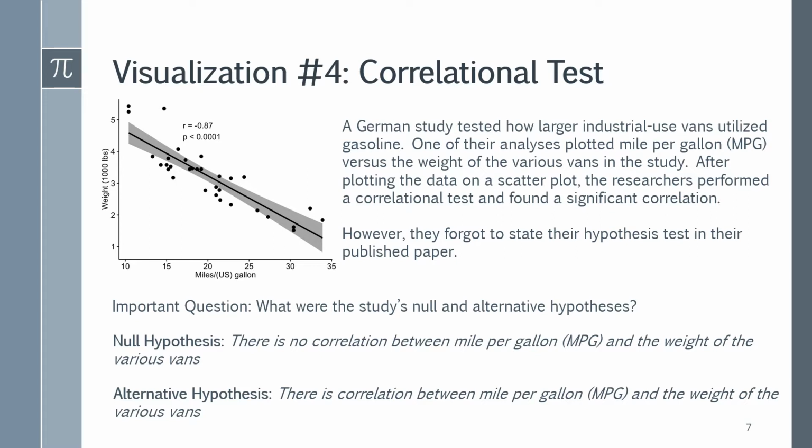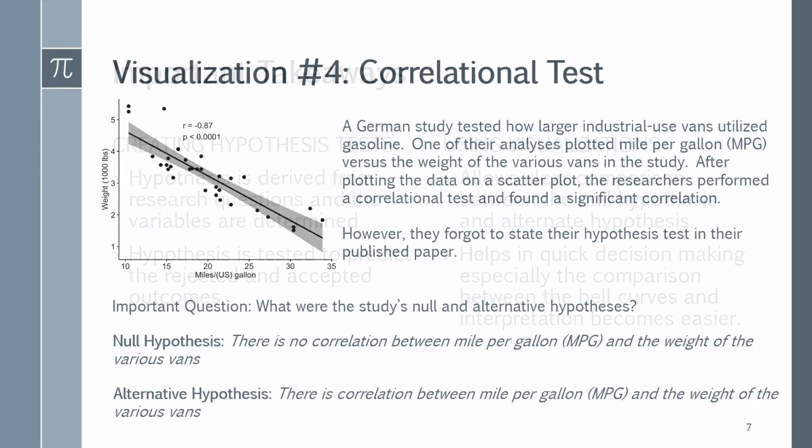Important question: what were the study's null and alternative hypotheses? Null hypothesis: there is no correlation between miles per gallon, MPG, and the weight of the various vans. Alternative hypothesis: there is a correlation between miles per gallon, MPG, and the weight of the various vans. Looking at the p-value, which is less than 0.0001, we can therefore say there is a correlation between miles per gallon, MPG, and the weight of the various vans. In other words, we reject the null hypothesis.